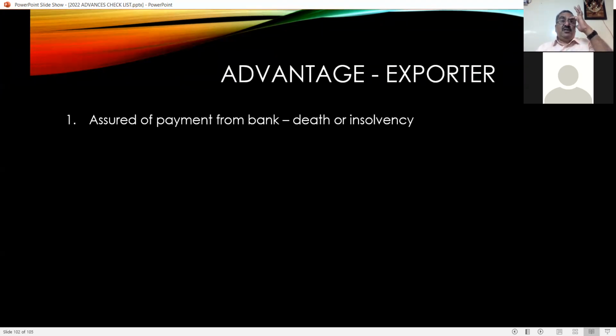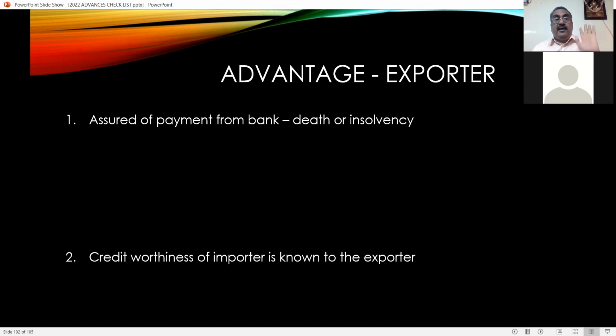What are the other advantages for the exporter? That is for them, and not you, for them. Assured of payment from the bank. Yeah, I have supplied the goods. I am assured of the payment because it has been assured by the banker. And particularly due to the death and insolvency of the importer. That is you. That means the person in India who imported the goods, if he has died or if he has become insolvent, the payment has to be honored by the banker.